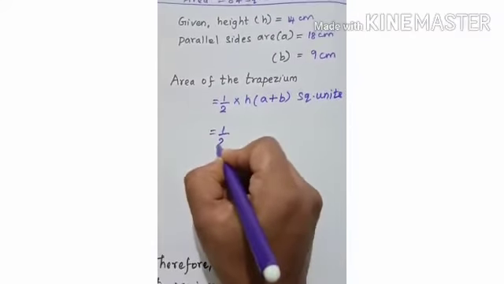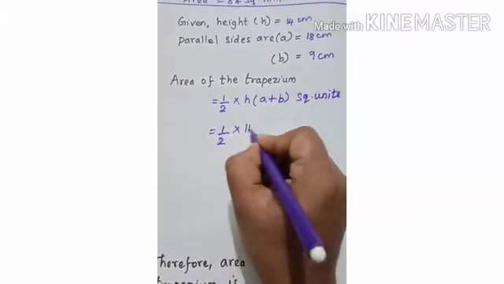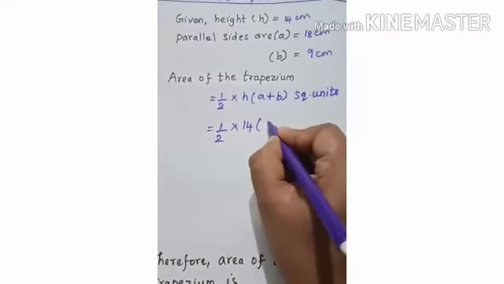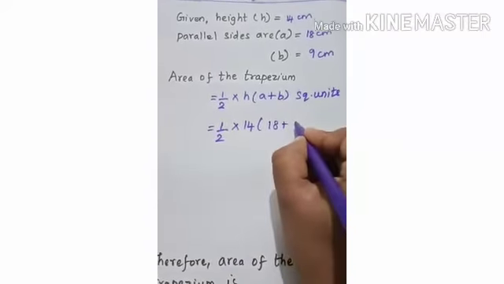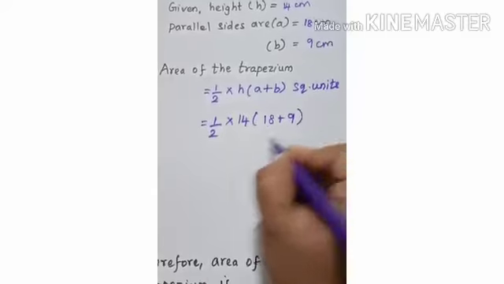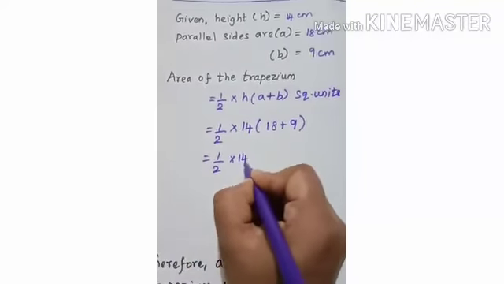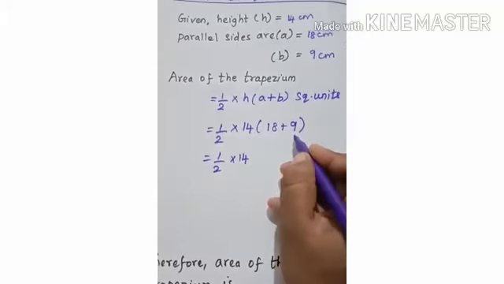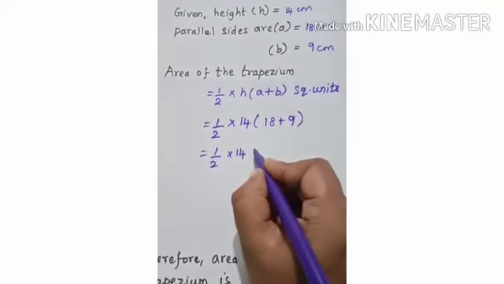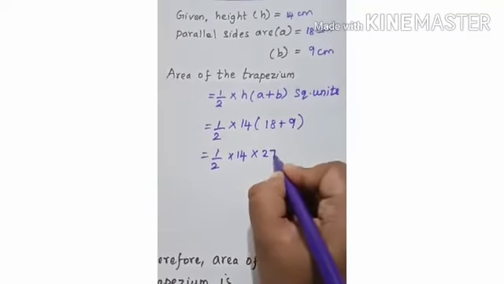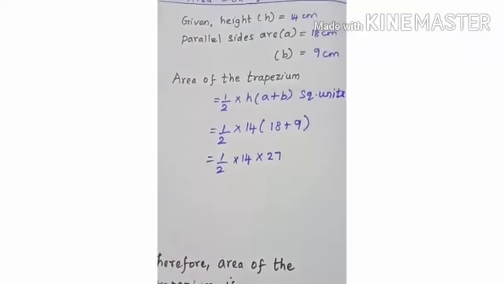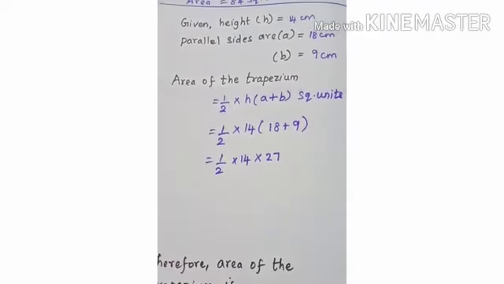Substituting all the values: 1 by 2 into, what is H? 14, into A, which is 18, plus 9, the value of B is 9. 1 by 2 into 14 into 18 plus 9. First, by using the BIDMAS rule, first find the value within the bracket. So that is 27.